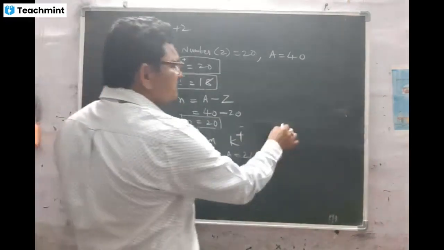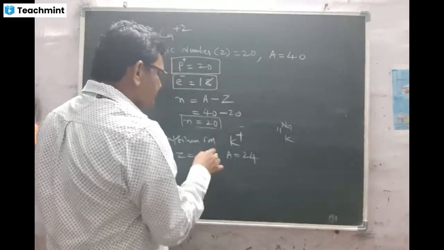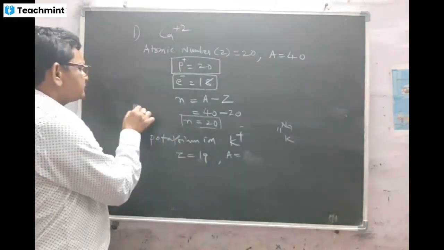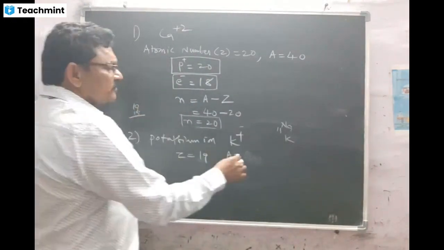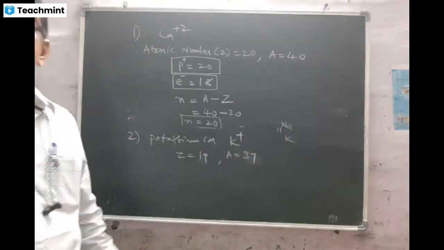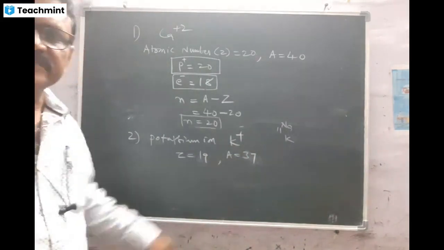See, actually potassium. I think the atomic number is 19. Okay, then what is its mass number? 37. Am I right? Lucky. Atomic number 19, mass number 37.